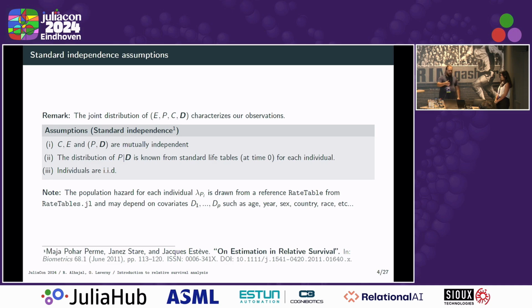And in particular, its instantaneous hazard, lambda PI. All the code with respect to these rate tables was actually moved to another package because it's useful in other places of the infrastructure. And so it's moved to the ratetable.jl package.